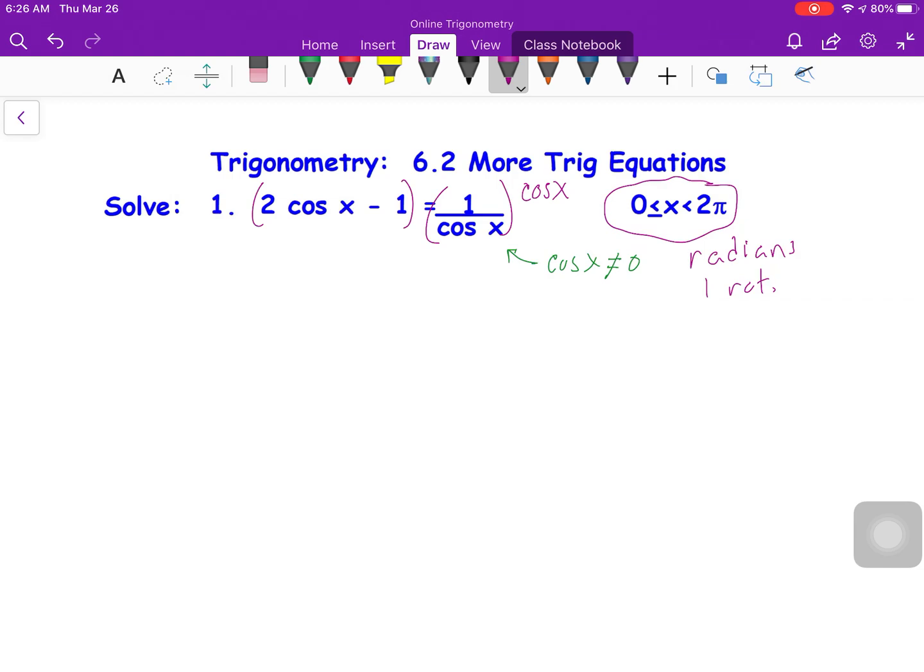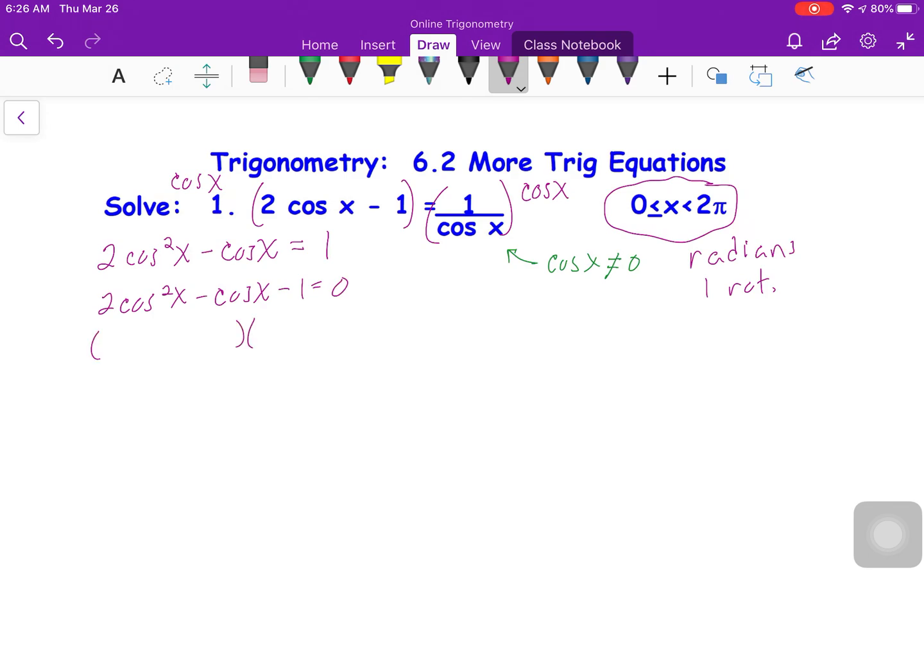Again, the only time you can use this approach is when you know from the start that the variable you're multiplying by cannot equal 0, which we do know because it's in a denominator. On the left side, that would give us 2 cosine squared x minus cosine x, and on the right side, the cosine would cancel, leaving 1. This is a quadratic equation, so we'll have to get 0 on one side in order to solve it. We'll subtract 1: 2 cosine squared x minus cosine x minus 1 equals 0.